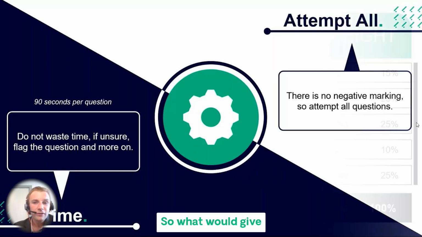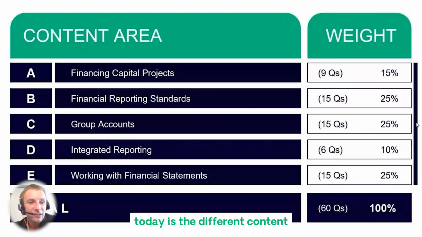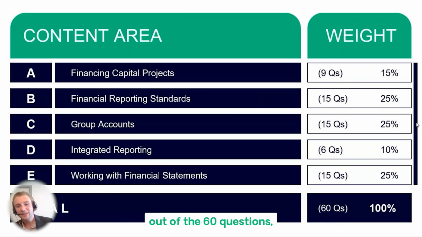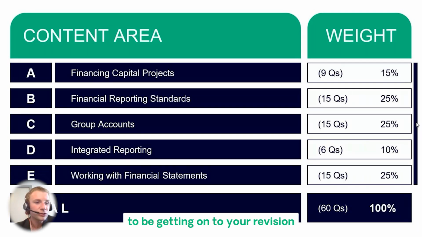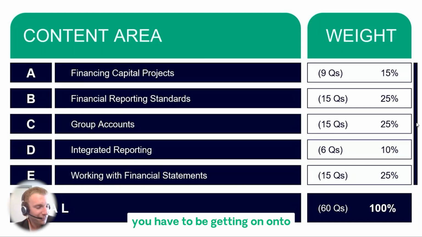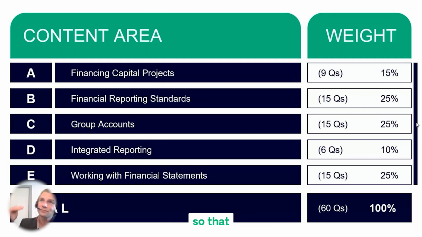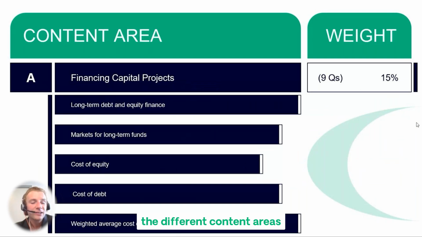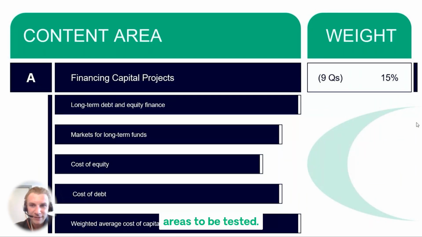So what we'd go through for you today is the different content areas, A, B, C, D, and E. And again, I've popped them on the slide so you can see them again. But we'll go through them now out of the 60 questions, a little example as to what you can expect. Maybe you're going to be getting onto your revision and mock papers on there. I would say if your exam is at the end of May, start of June, middle of May, you have to be getting onto mock papers so that you know your line in the sand. And that's where you can start to go through the different content areas to work out what are the likely areas to be tested.